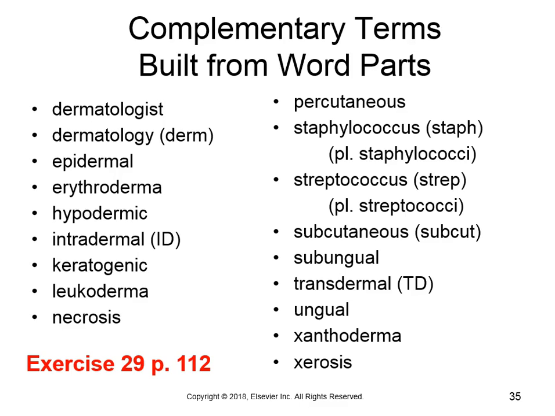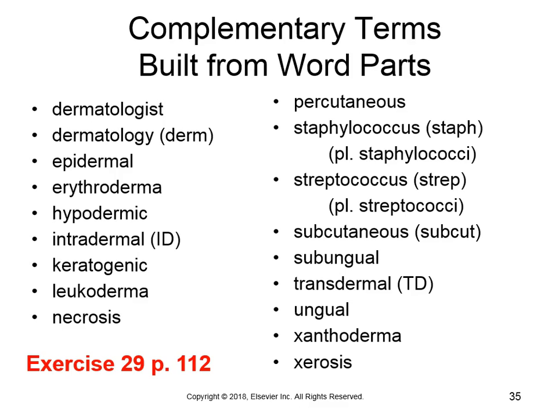Some of these are from previous chapters. For example, keratogenic. Genic, if we remember, means producing. Leukoderma, we've had before, necrosis, and so on.